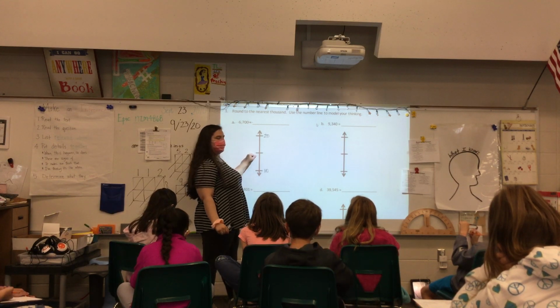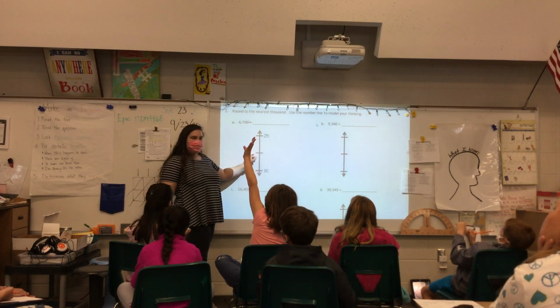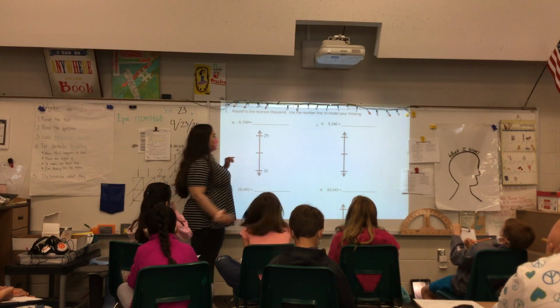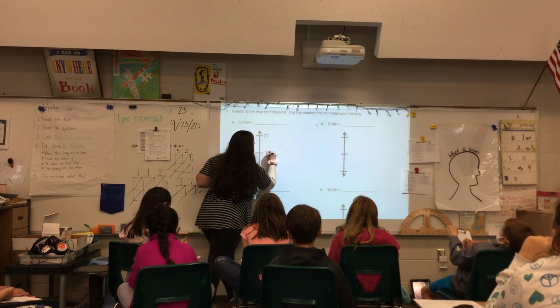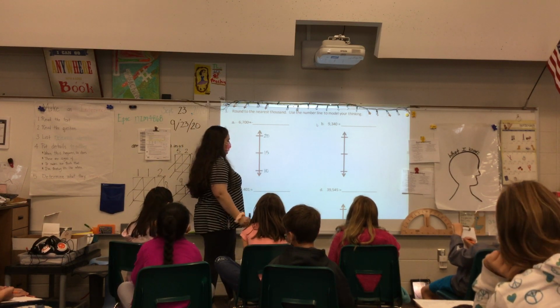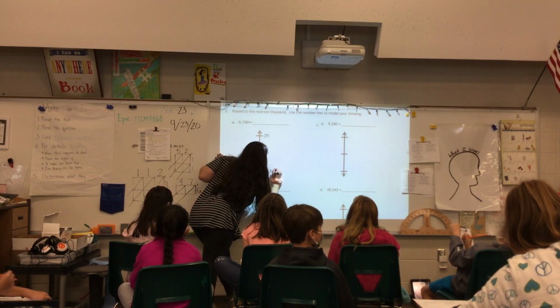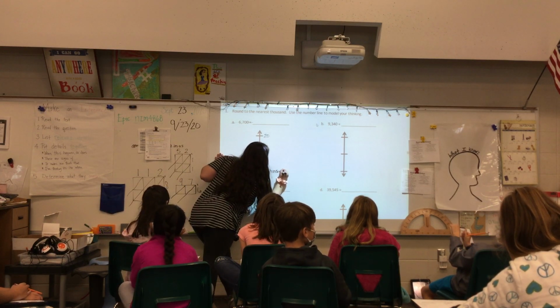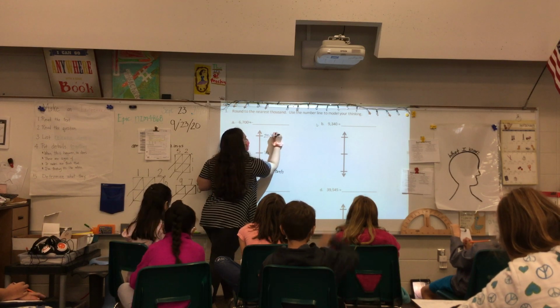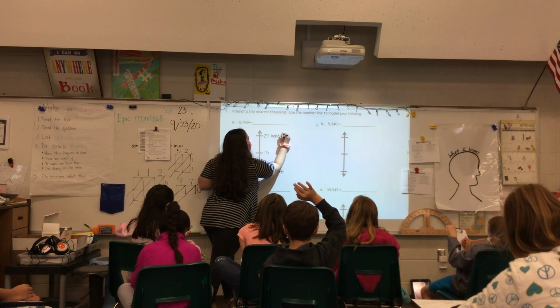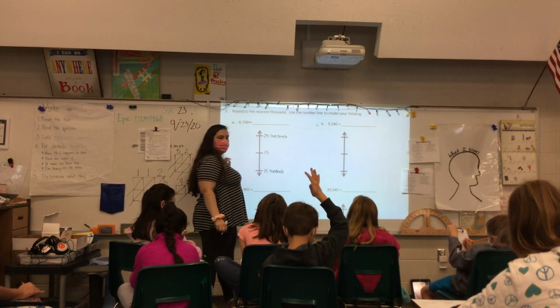It has to be equal back and forth. What's in the middle of that? Preston? 15. Right. So what if we had 10 hundreds and 20 hundreds? What do you guys think the midpoint would be?